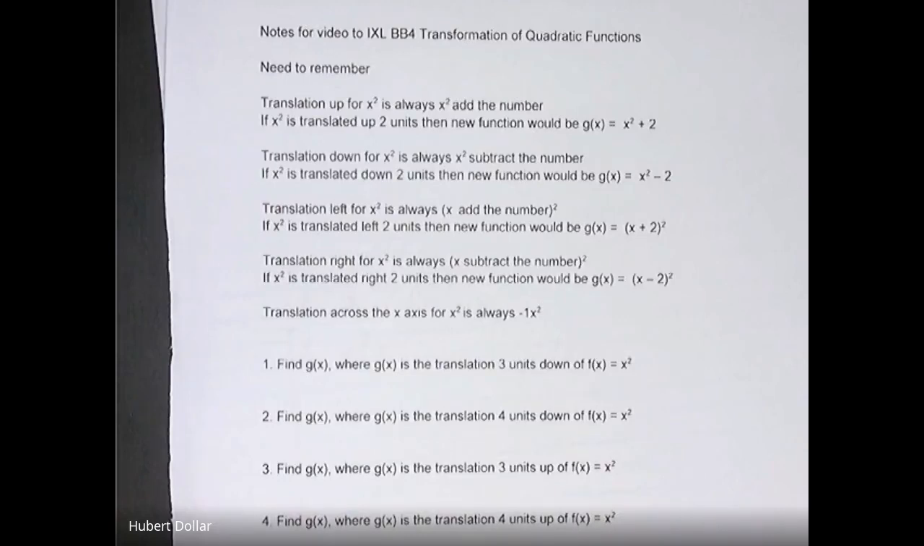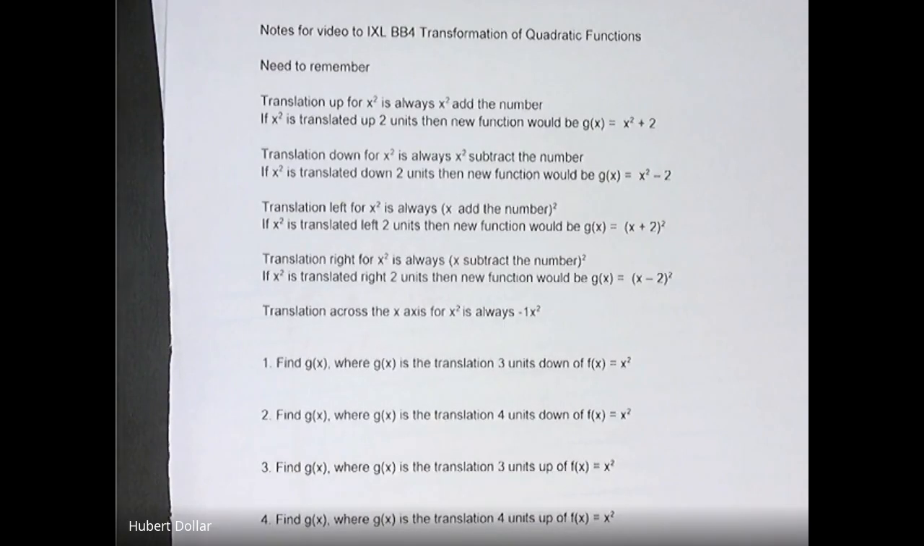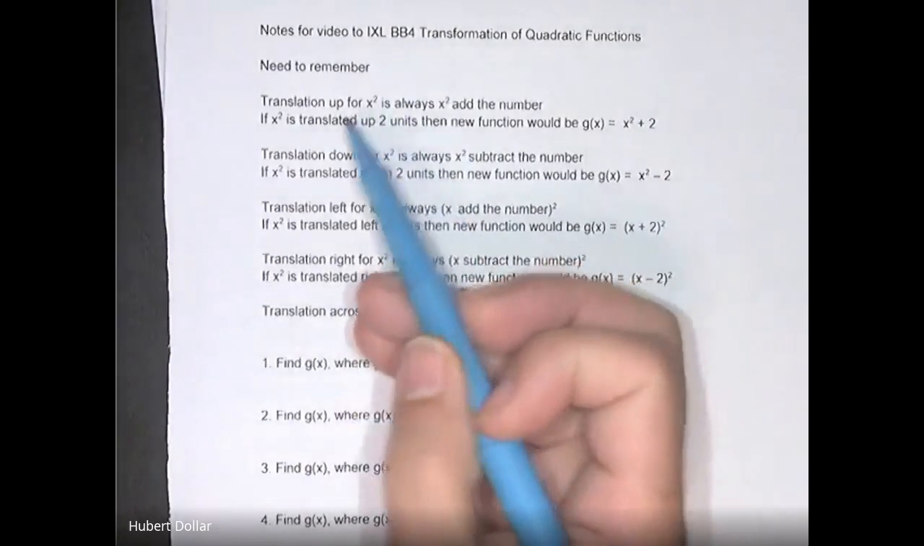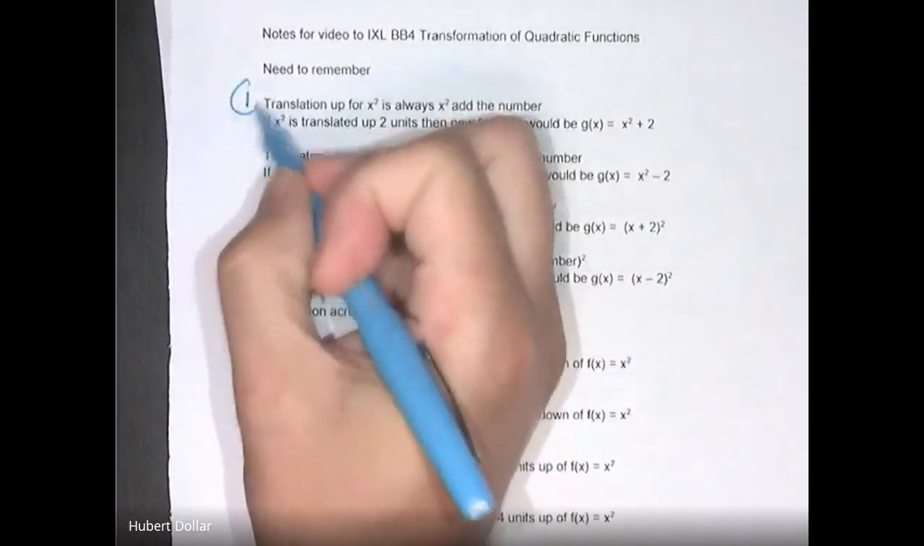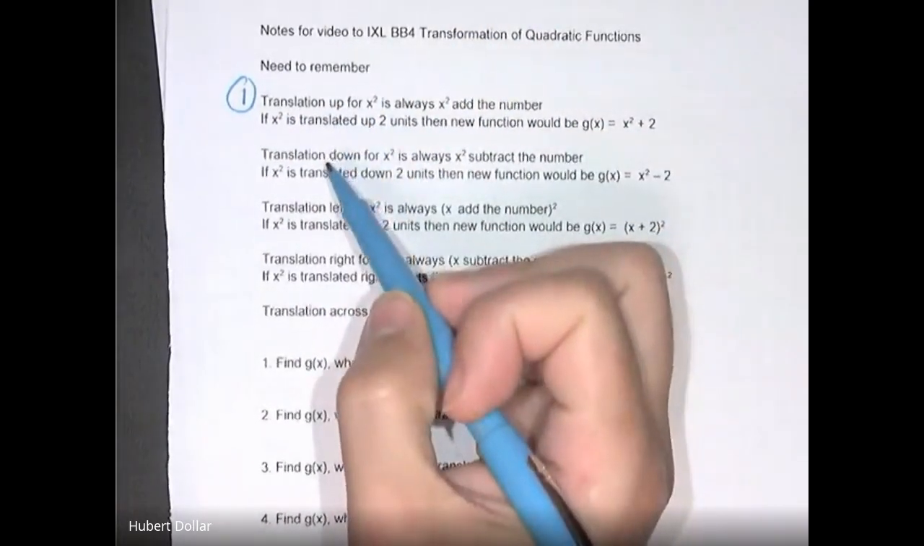So this lesson will teach you how to write transformations of quadratic functions. A transformation is simply moving the quadratic function around the coordinate plane. There are basically 5 translations. The first translation is a translation up.